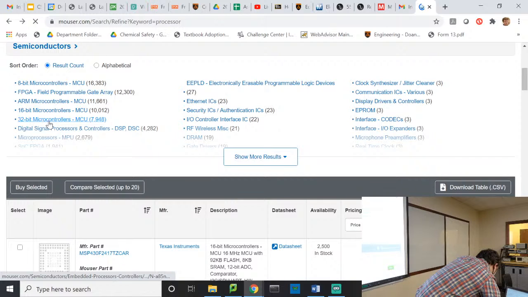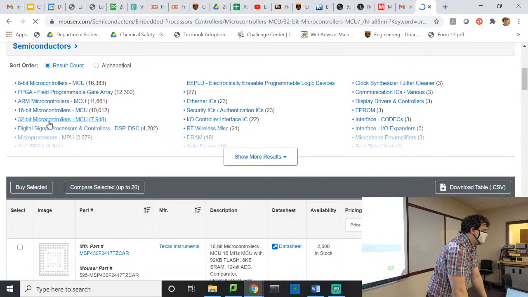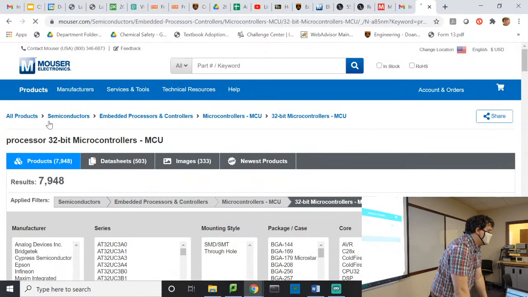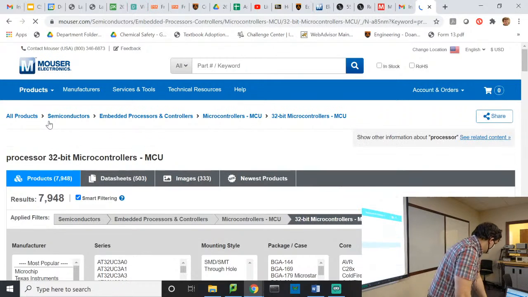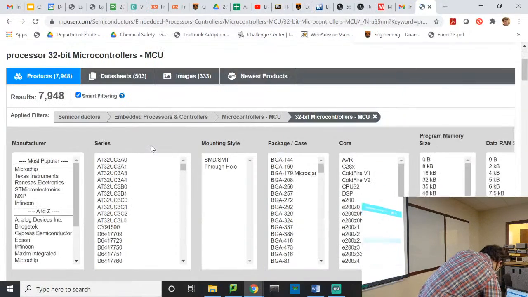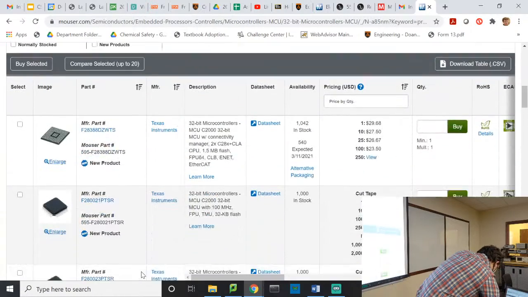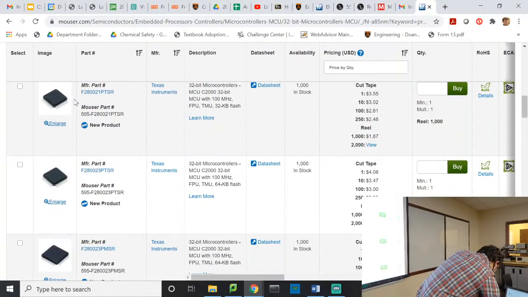So I'm going to jump into 32-bit microcontrollers. 32-bit microcontrollers, I believe, are as powerful as the Super Nintendo. Which is kind of awesome. Let's grab this one.